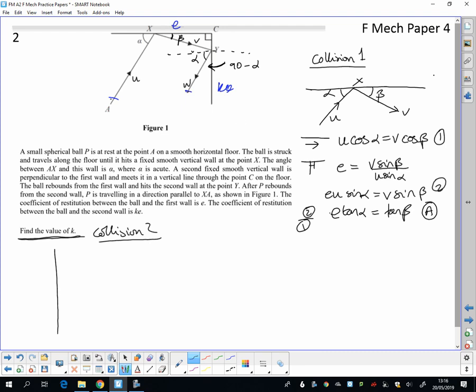Right, once I've done collision 1, I'm going to move on to collision 2. I have a close-up diagram again here. So now we're coming in with velocity v. If you look at the triangle up here, I can work out that this angle is going to be 90 minus beta. As we said before, its trajectory is now parallel to how it started off, which makes this angle 90 minus alpha. And then I can look again.